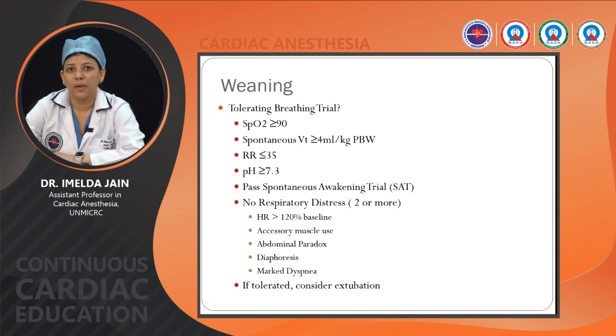During the weaning trials, the patient should have no respiratory distress, that is, out of these 5 features, the patient should have at most 1. Whenever the heart rate goes to more than 120% of the baseline, if there is use of accessory muscles, if there is abdominal paradox, if there is diaphoresis or if there is marked dyspnea, then the weaning should be withheld. However, if none of these features are present and the patient tolerates these weaning trials for more than 2 hours or so, then extubation should be considered.